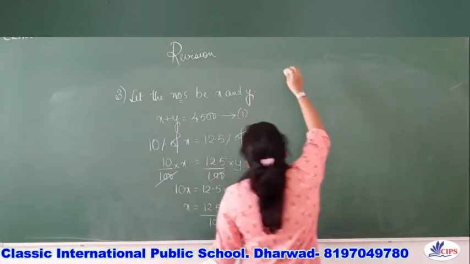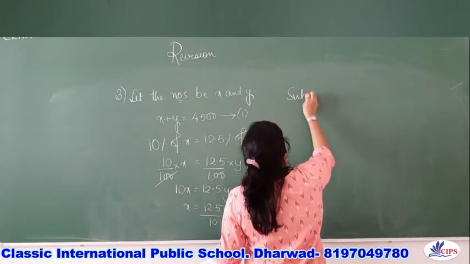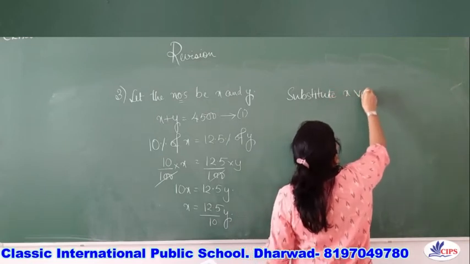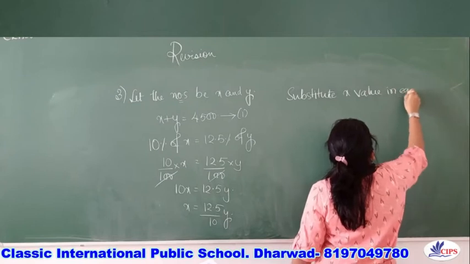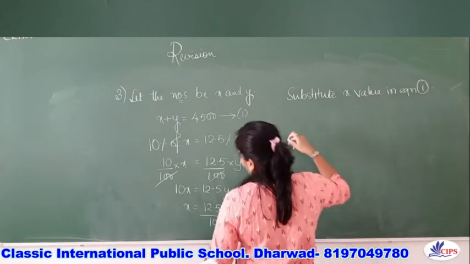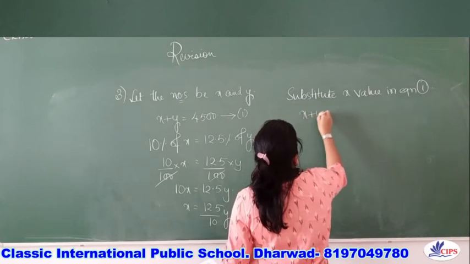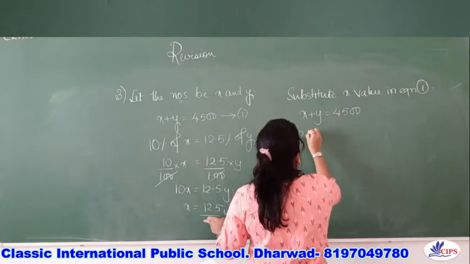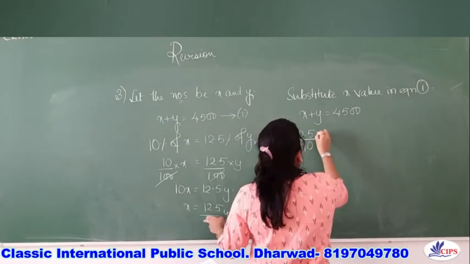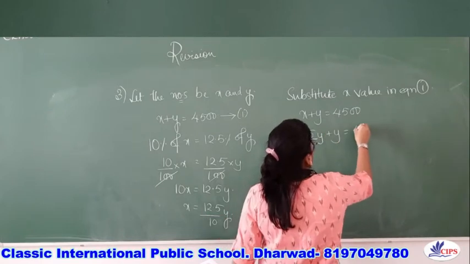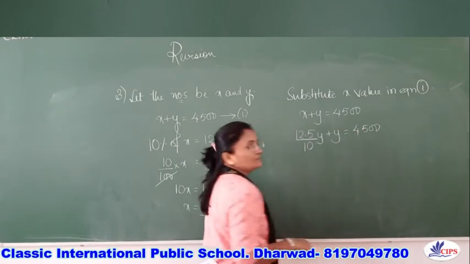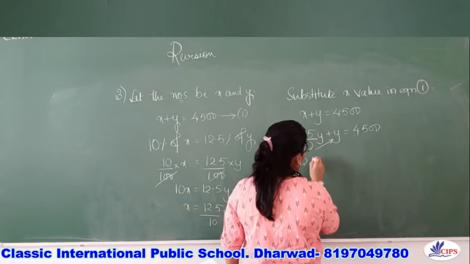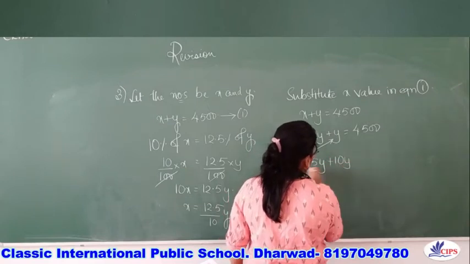So substitute x value in equation number 1. So x value is, see here we have got x plus y is equal to 4500. So x value is 12.5 by 10 into y plus y is equal to 4500. So now what I will do is I will cross multiply this 10 here. So it becomes 12.5y plus 10y by 10.